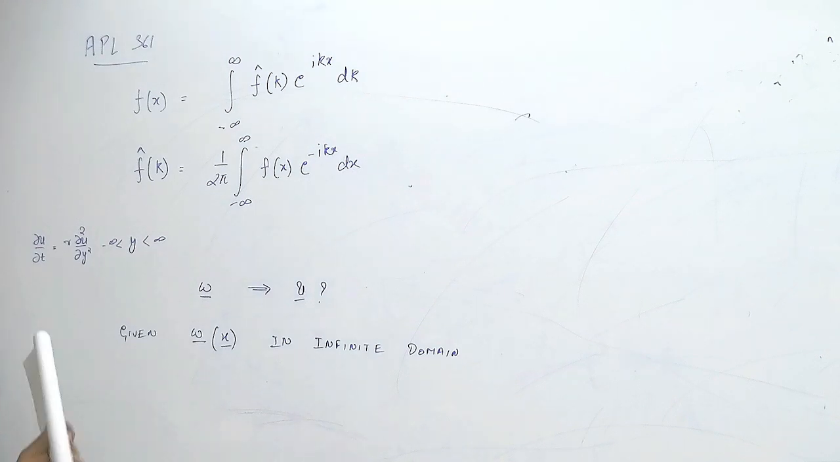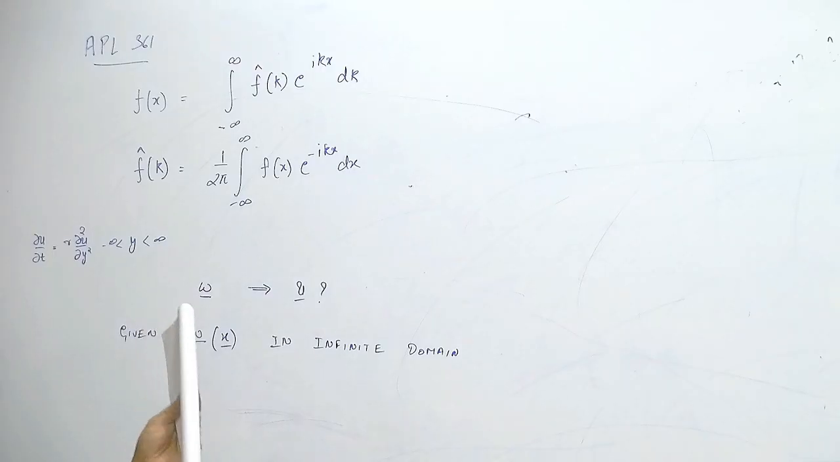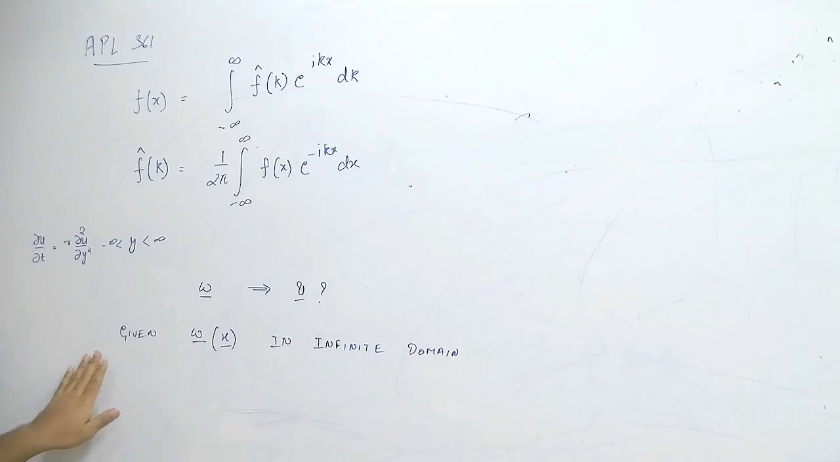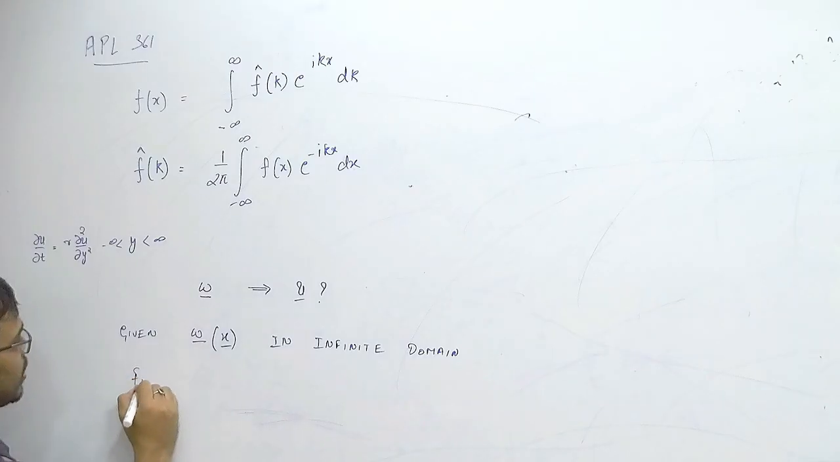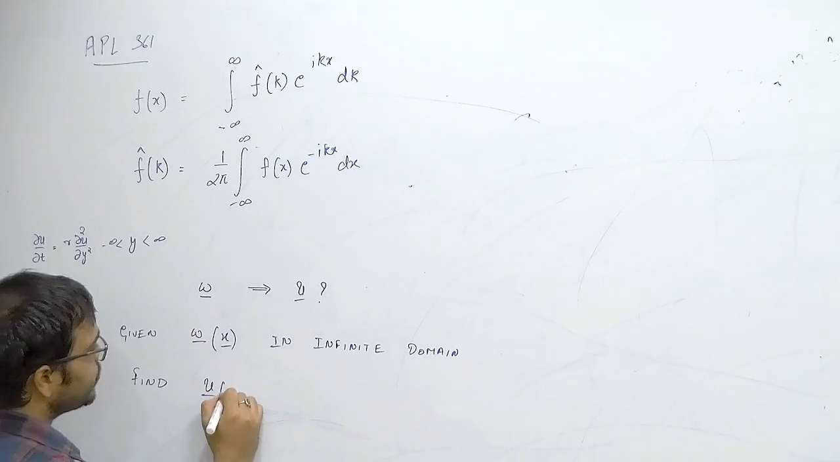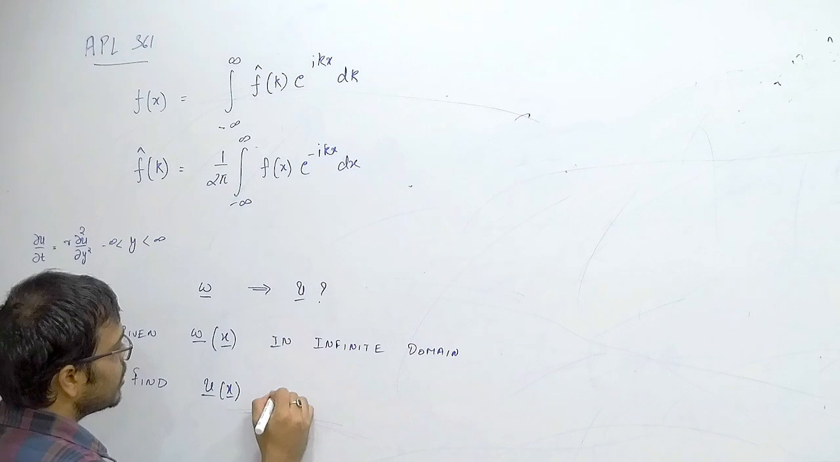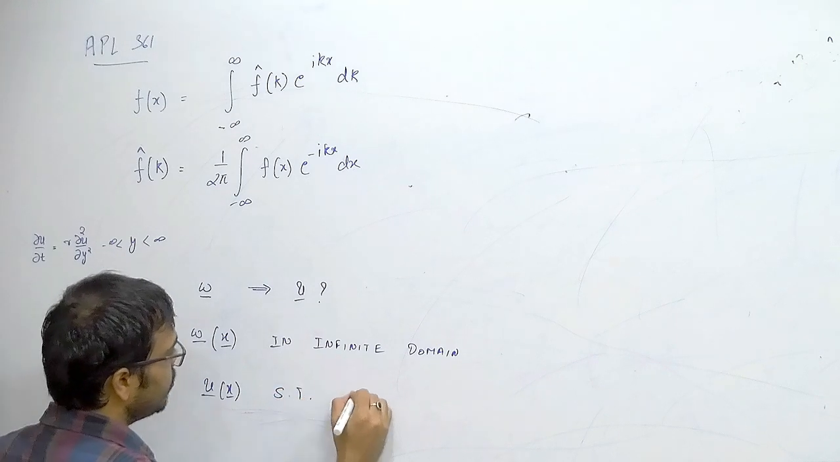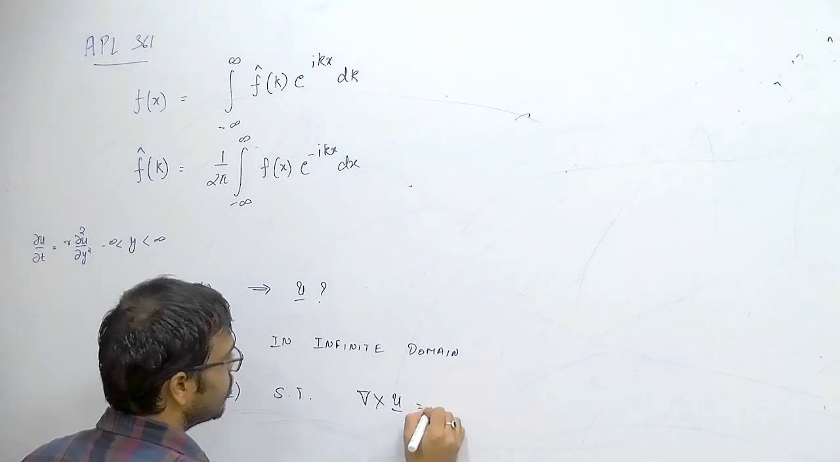When you are very far away from all boundaries in all three directions, you can approximate your problem as a problem in an infinite domain. So whenever I write it like this, physically you should think about a given vorticity in some domain, and the whole domain is very far away from any physical boundaries. Given this, find u such that we have del cross u equals omega.